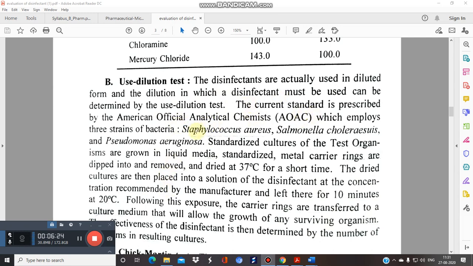Three microorganisms are used and a very simple test is performed.